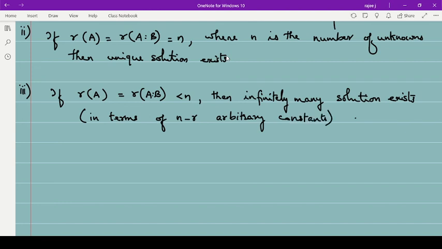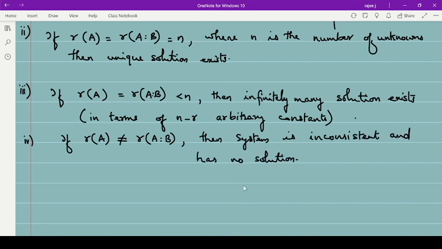And the fourth one is that if rank of A is not equal to rank of AB, both are different, then the system is inconsistent and has no solution. If rank of A and rank of AB are different, then the system is inconsistent and it will have no solution.